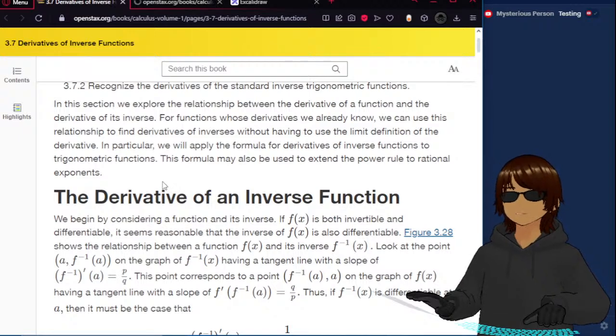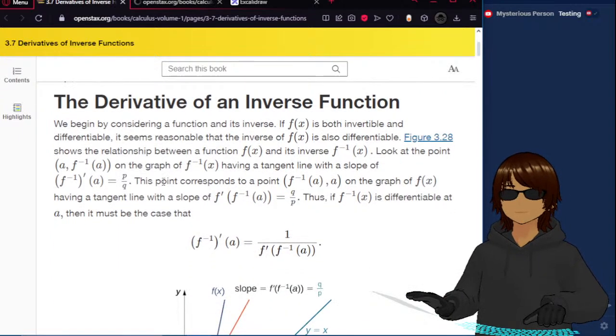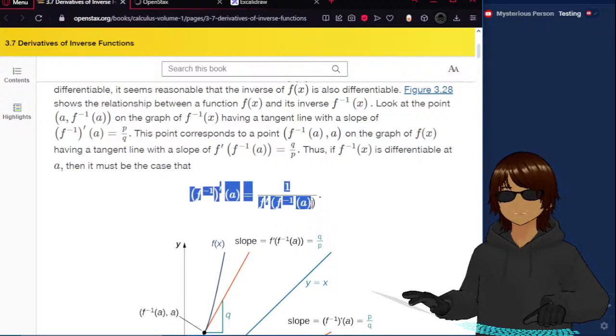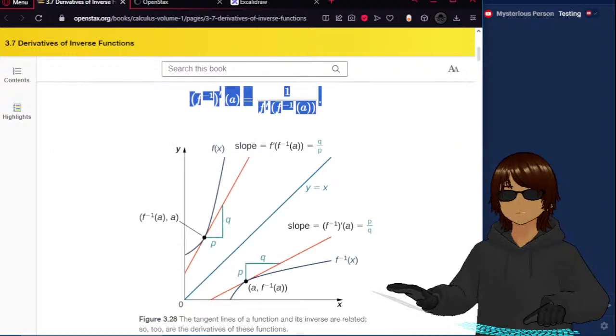The derivative of an inverse function. We begin by considering a function and its inverse. If f of x is both invertible and differentiable, it seems reasonable that the inverse of f of x is also differentiable. Okay, and the derivative of the inverse is 1 over the derivative of f, using the inverse as the input.